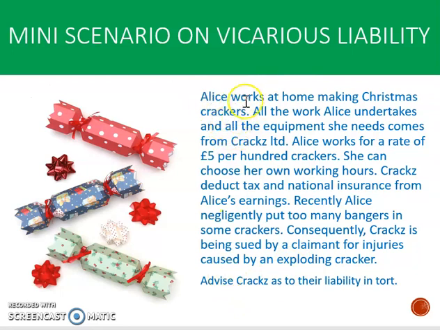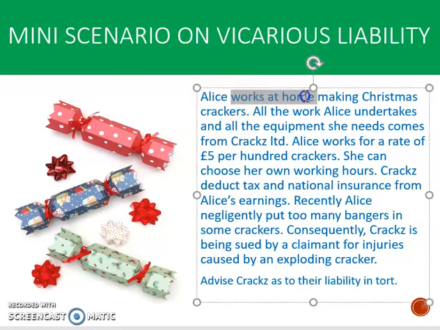So let's go through. First sentence, Alice works at home. I'm going to highlight that straight away as being relevant because when we're working out if Alice is an employee or not, that might go against her being an employee. Because if she's working at home, maybe that suggests she's an independent contractor. Maybe it suggests that Cracks Limited don't have that much control over it.